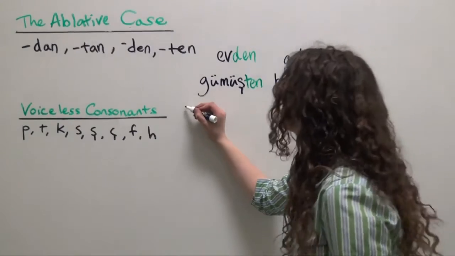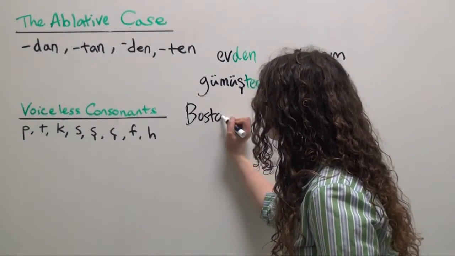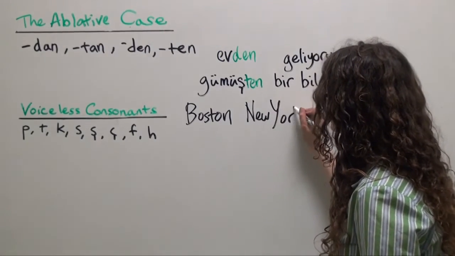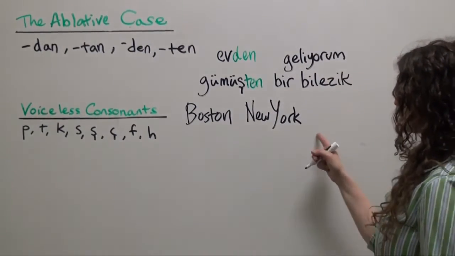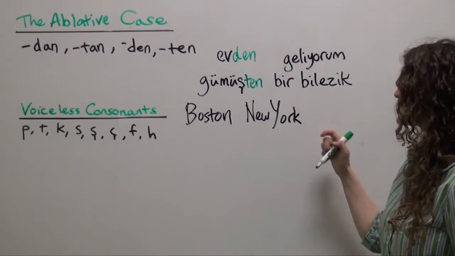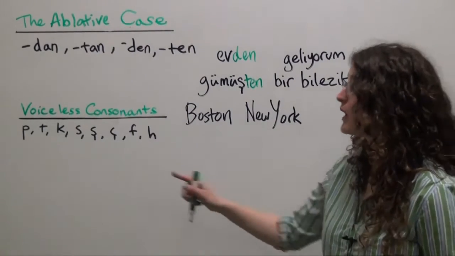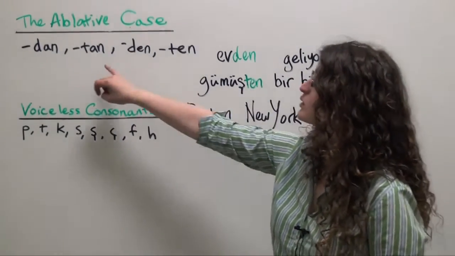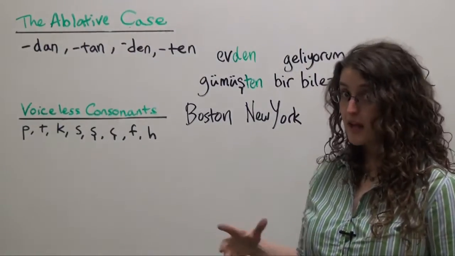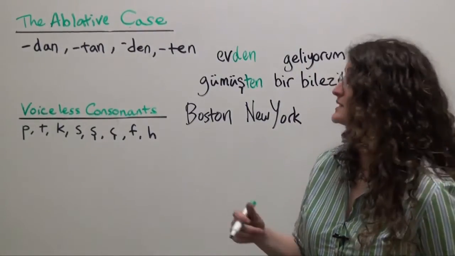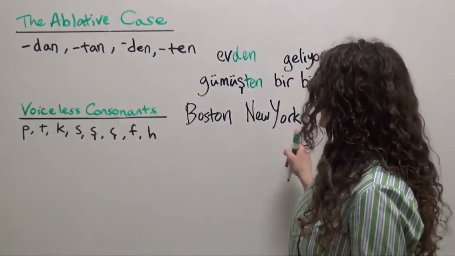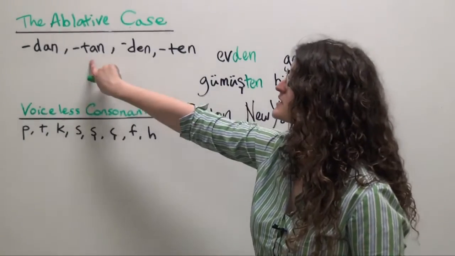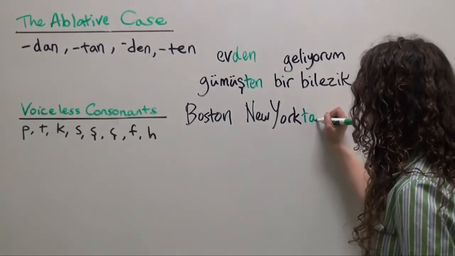We start with the word Boston, then New York. We want to add the ablative case to New York. Notice New York ends in a k, one of our voiceless consonants. This means we're going to choose either ten or tan, our versions of the ablative case ending that begin with the voiceless consonant t. In the case of New York, two-way vowel harmony tells us it's going to be tan, New York'tan.